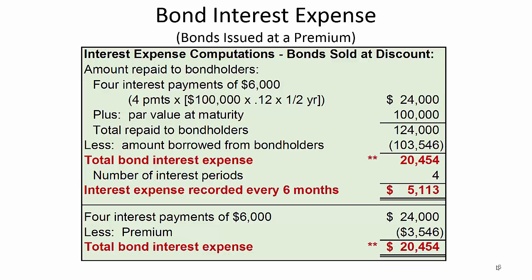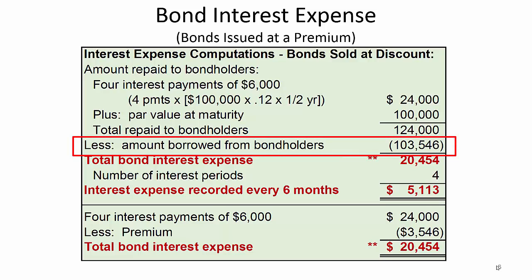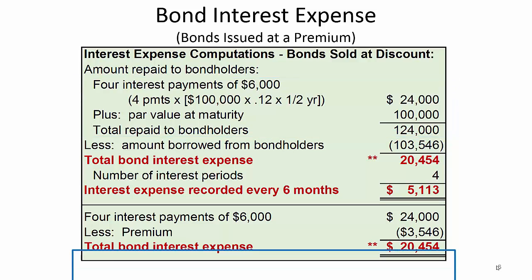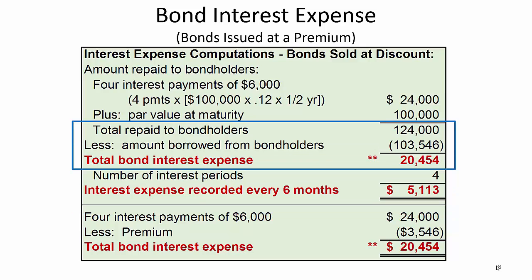For a moment, let's consider how much total interest expense Adidas will incur as a cost of its borrowing. We looked at this calculation previously for the company that issued bonds at a discount. Adidas receives $103,546 for its bonds. In return, it must pay bondholders only $100,000 after 2 years plus semi-annual interest payments of $6,000 each for a total of $124,000. Notice that the $3,546 premium reduces what is repaid to the bondholders at maturity and reduces the cost of using the $103,546 for 2 years.